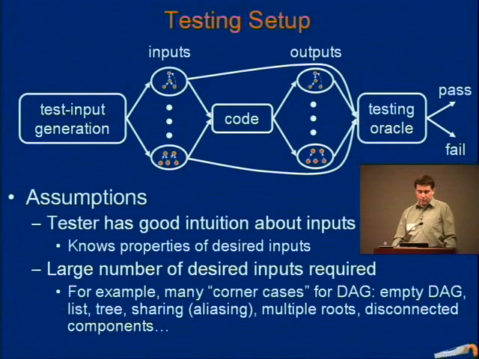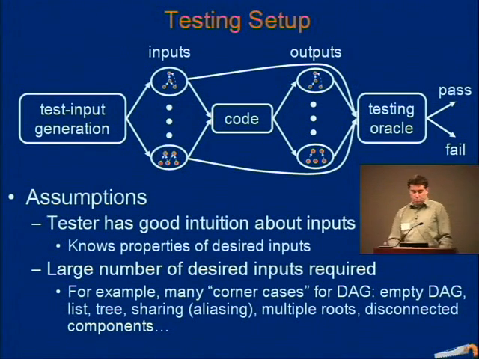So the idea is that there is good intuition there, and the person knows what the properties of these desired inputs are. If it's XML documents, you know what kind of documents you may want to generate. You have some intuition of what may expose a bug, where the bugs may be in the code, which parts of the code may be more buggy than the others. However, the problem is that even though you know the properties of these desired inputs, there is a large number of them. If you just look at our example with DAGs, the Google application that was processing DAGs, there are just many corner cases for that.